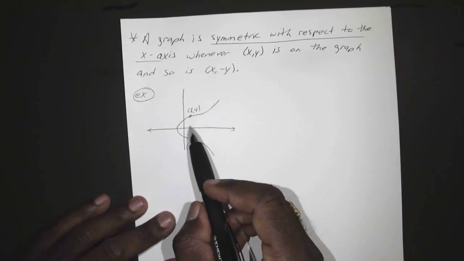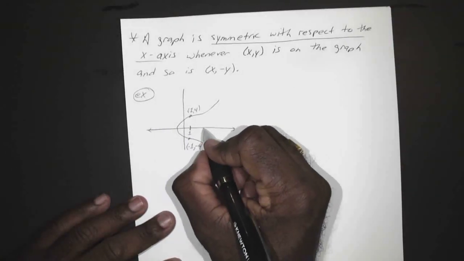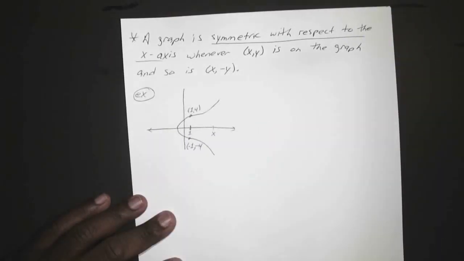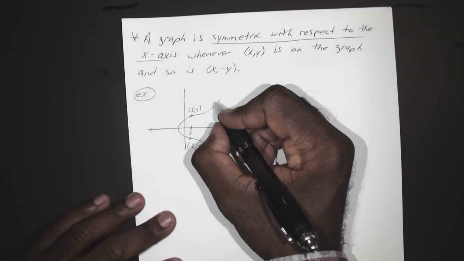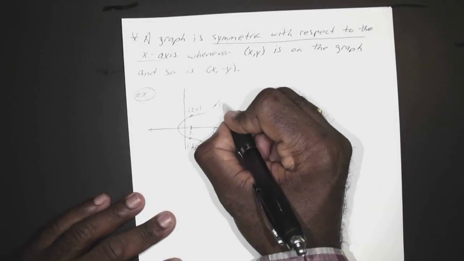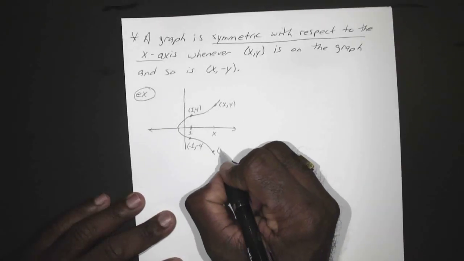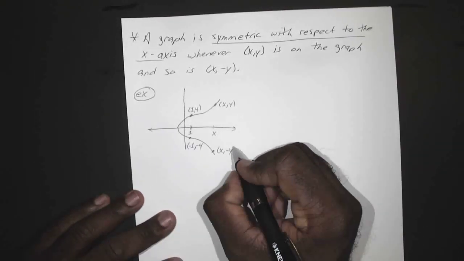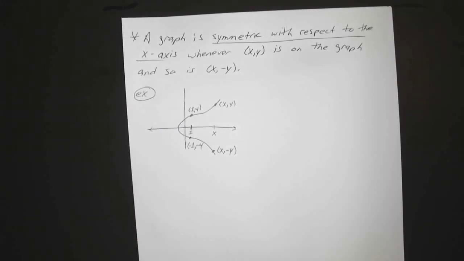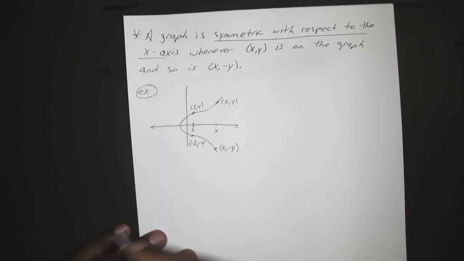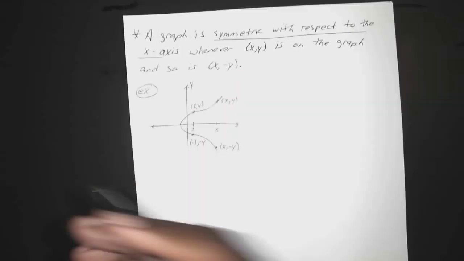So for any value of x that you can pick, you could keep on going all the way down the line till you reach some value of x. You'll have some x comma y and x comma negative y. So of course, the test to see if it's symmetric across the x-axis, you're going to replace y with negative y.